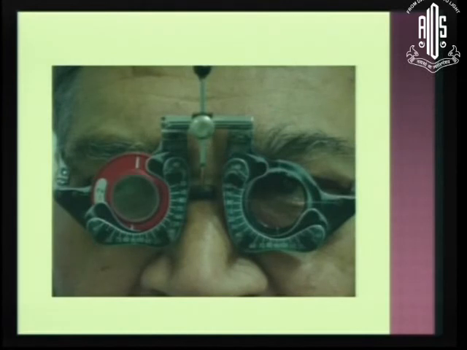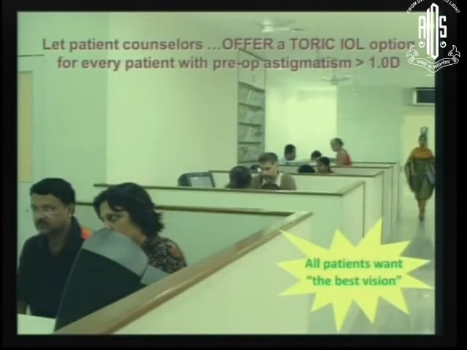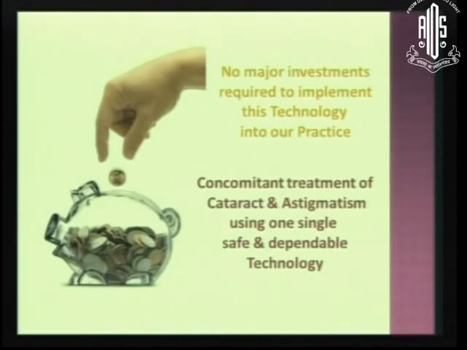If the patient is still not convinced, you can probably demonstrate what astigmatism is by putting a cylinder in the other eye which has got good vision, so that they know that if they were not to put a toric lens in the eye, this is the kind of vision that they would get. And let your patient counselors offer a toric IOL option for all patients with a preoperative astigmatism of greater than 1 diopter. Remember, there are no major investments required to implement this technology in our practice.